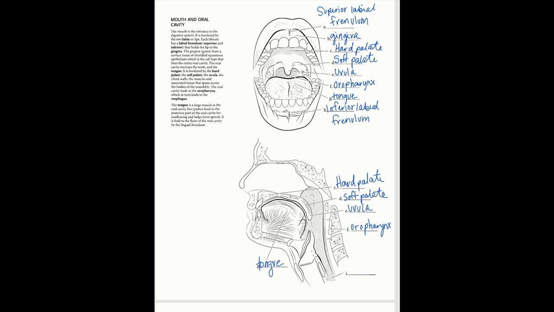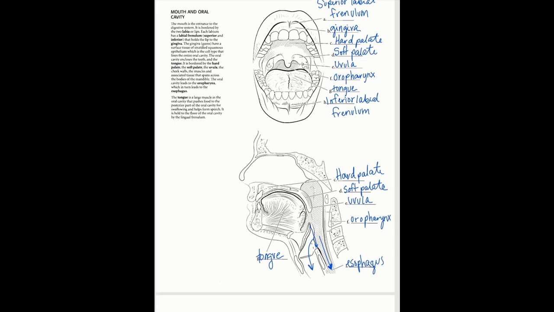And then, of course, once we get through the oropharynx and the epiglottis is in a closed position, so this here will actually close down to prevent food entering into the trachea, we have just behind the trachea our esophagus. Okay.